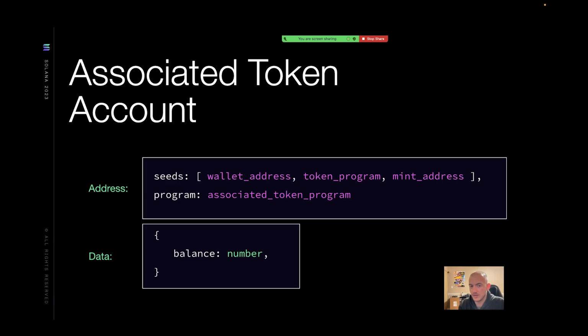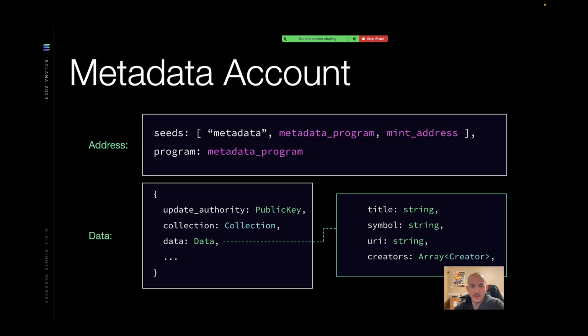Here I'm breaking down the seed pattern and also the data, right? So just keeping it balanced, nothing special. But here's how those seeds are related to one another when it comes to bridging the wallet and the mint together. You can see that they're just part of the seeds list and they're just hashed with that associated token program. So following that pattern, that standard, you're always going to be able to find an associated token account if it exists. And then metadata accounts, same kind of thing, right?